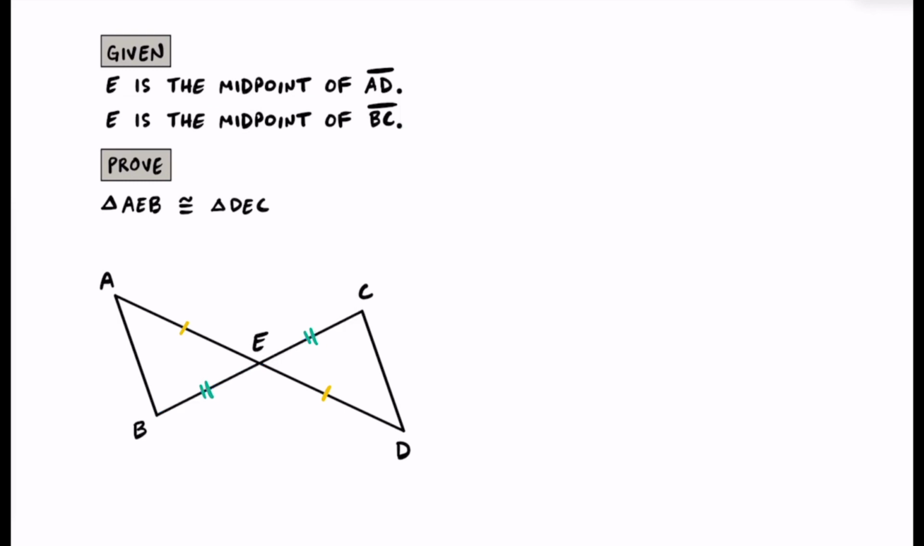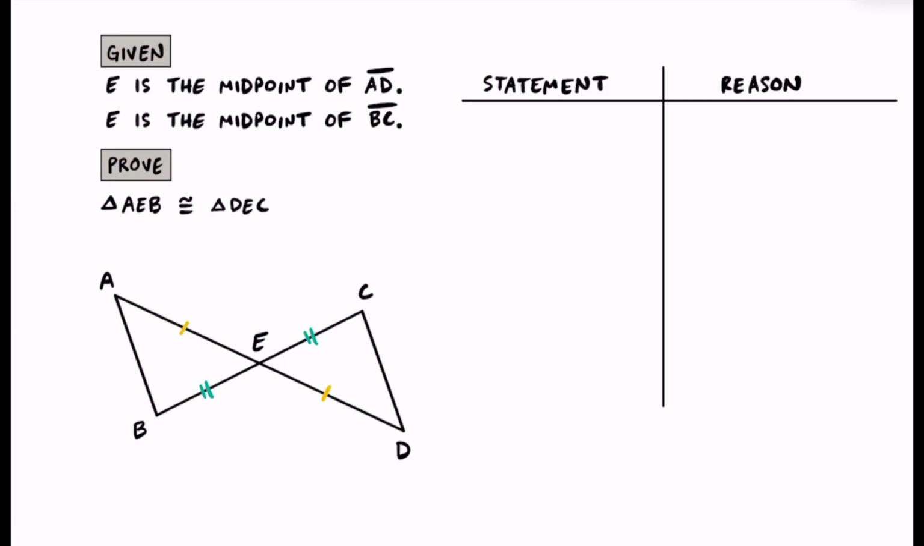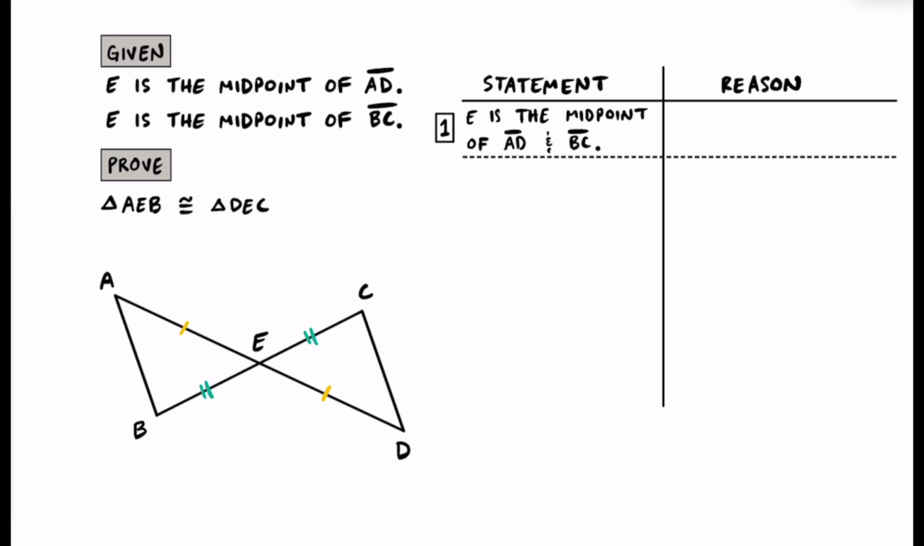Now, with that given information, let's see if we can prove that triangle AEB, which is this triangle right over here, is congruent to this triangle DEC, which is this triangle over here. Let's go ahead and write a two-column proof now. Alright, for our first statement, let's say that E is the midpoint of segment AD and the midpoint of segment BC. And of course, that is just given.